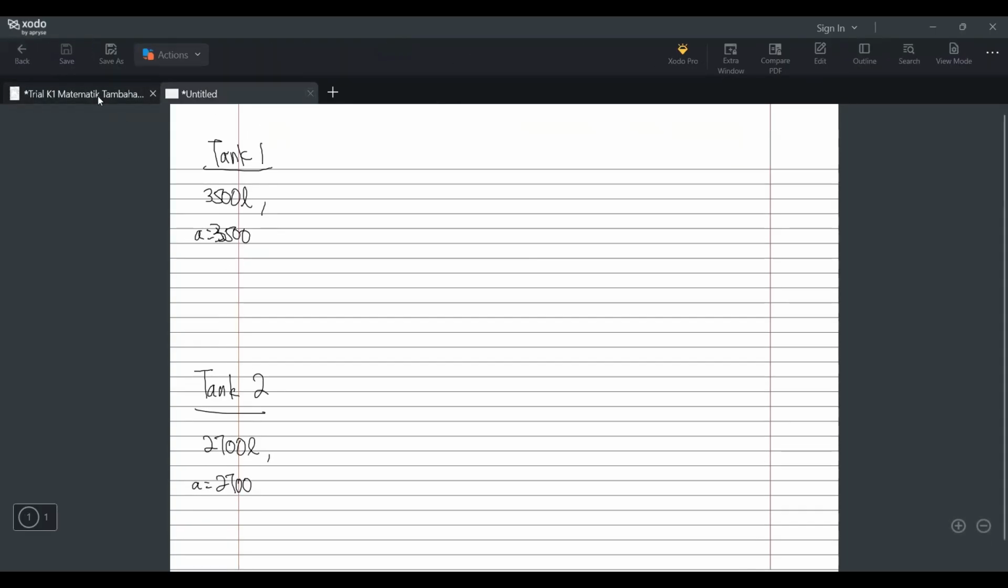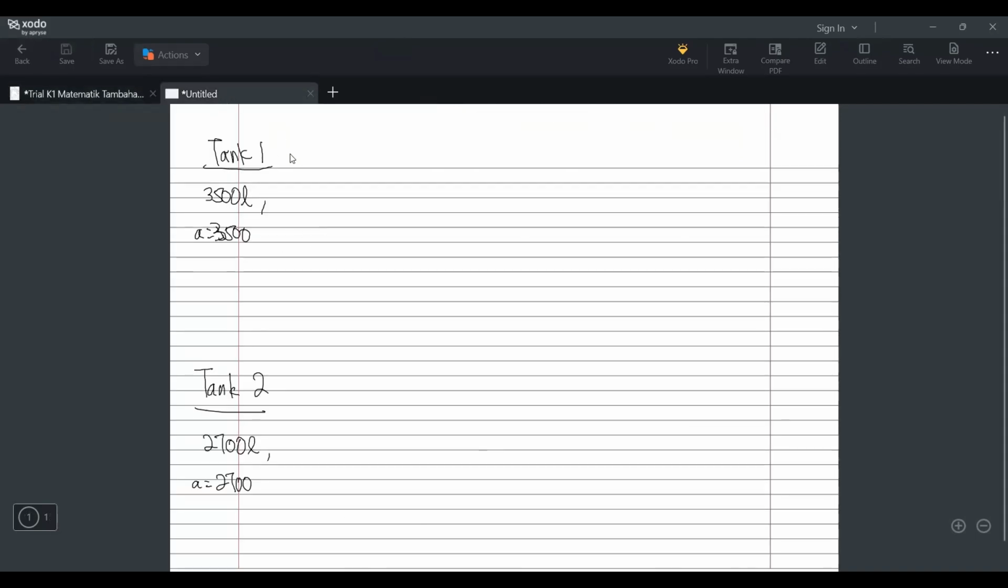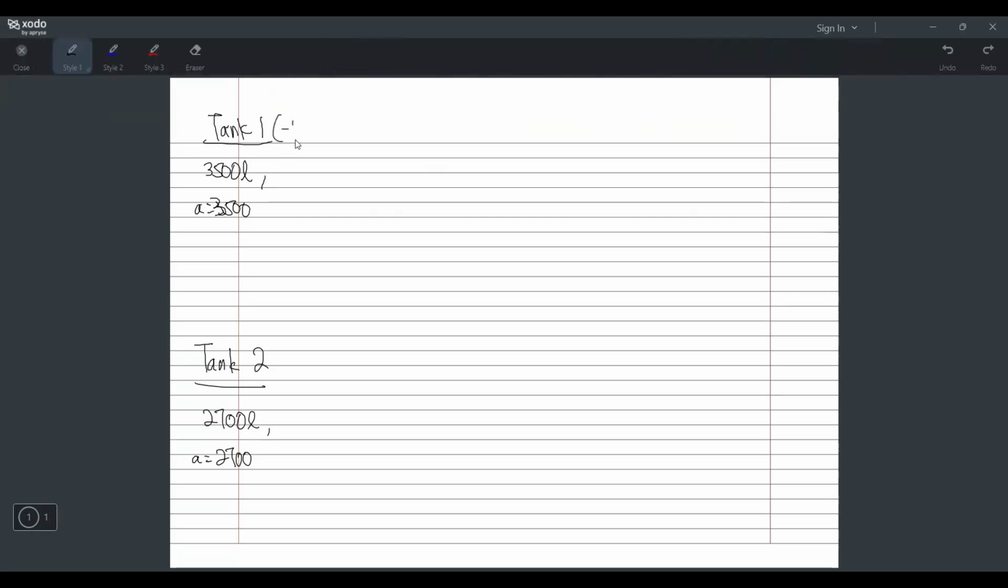But then they both decrease, right? Due to leakage every 20 minutes, it was found that the amount of oil decreases. Amount of oil in tank 1 decreased by 12%, and tank 2 by 9%. So this one has to decrease 12%, and the other one decreases 9% every 20 minutes. After 20 minutes, what's the new liter? It will be 3,500 times, what's 100 minus 12? 88. So you have to times with 88%.